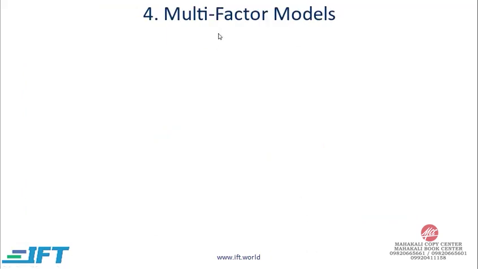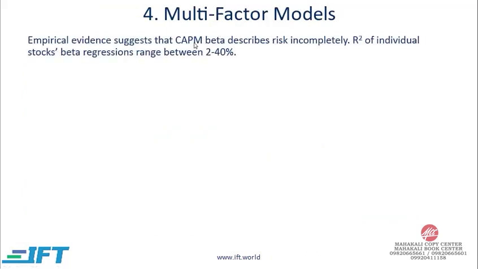Coming now to multi-factor models. So far we have primarily focused on single factor models such as CAPM. But when we run regressions and we look at empirical evidence, then we realize that CAPM describes risk incompletely. The R squared, which is one of the numbers that gets reported when you do a regression, is generally in the 2 to 40% range. So it is often relatively low, which means that there are other factors or multiple factors which drive returns, not just equity risk premium and beta.